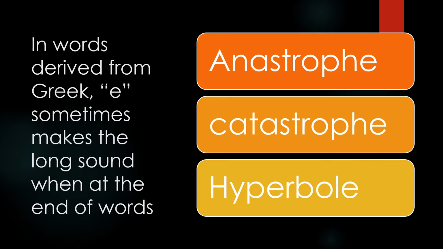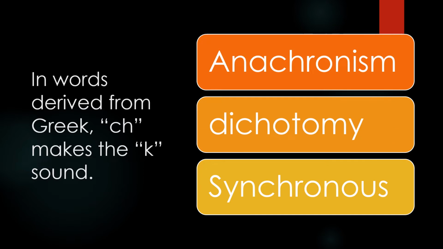For example, anastrophe, catastrophe, hyperbole. So you see that this E has that long sound. In words derived from Greek, CH makes the K sound. Anachronism, dichotomy, synchronous. So you see my CH here, and it has the K sound: anachronism, dichotomy, synchronous. K, K.